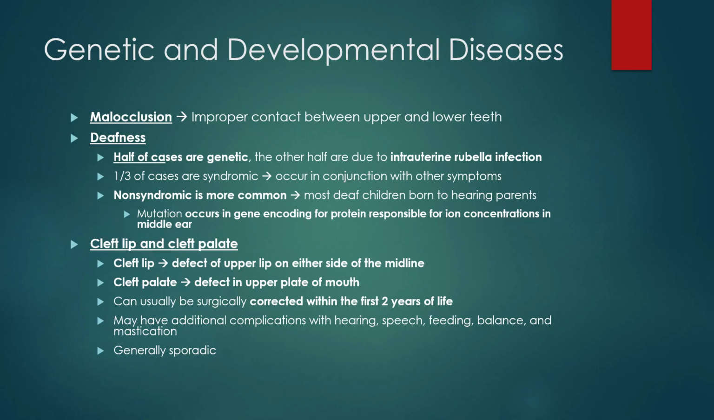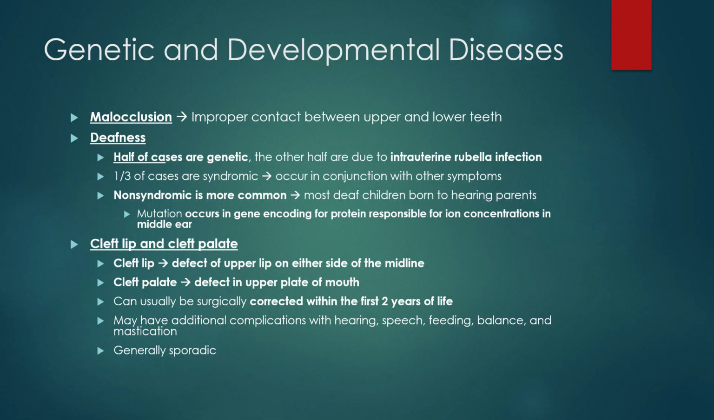So these conditions are different from what we've discussed so far in other chapters because they're not acquired later in life. They arise from abnormal development, altered gene expression, or disrupted embryologic fusion. In other words, the tissue didn't become diseased. It never formed normally in the first place.